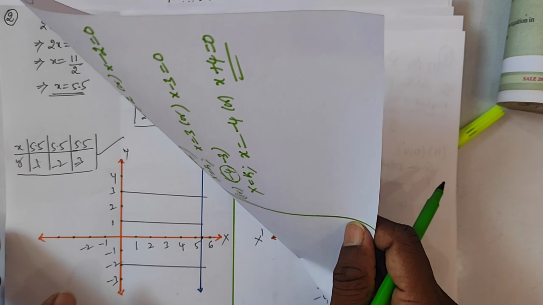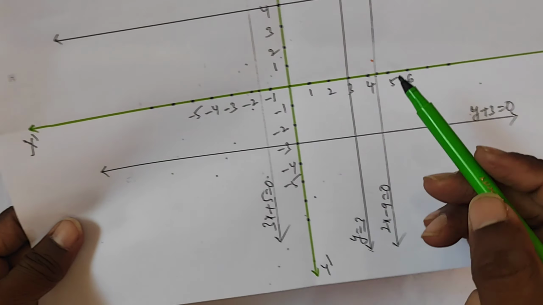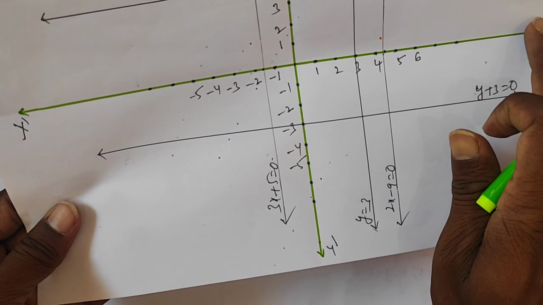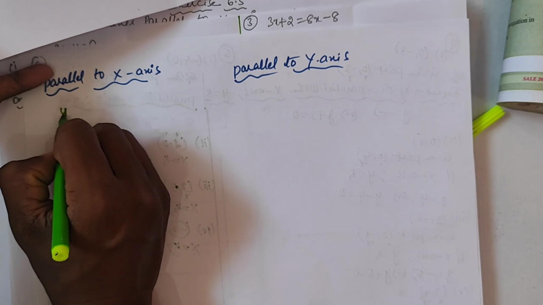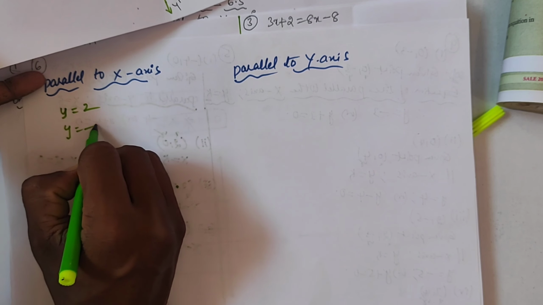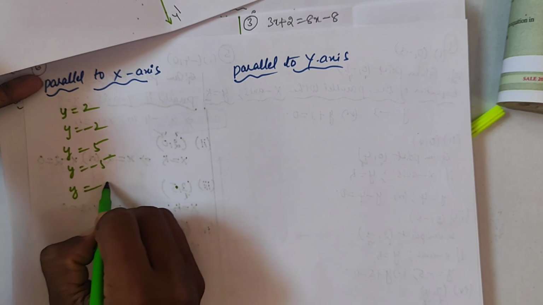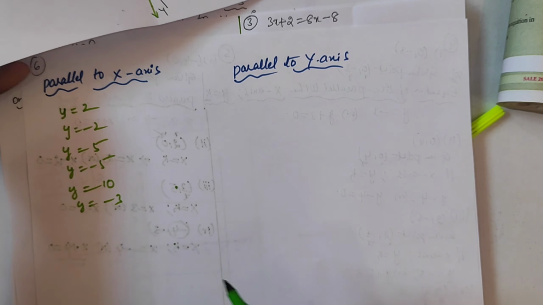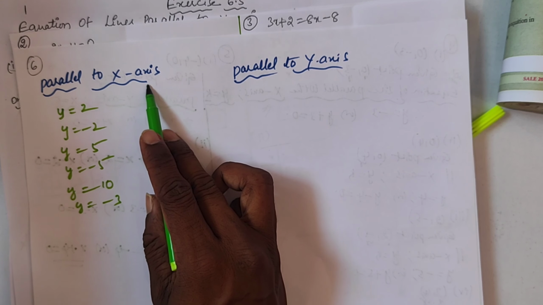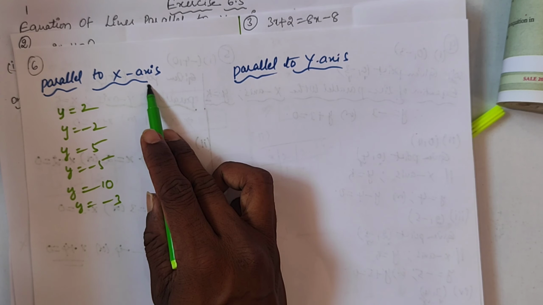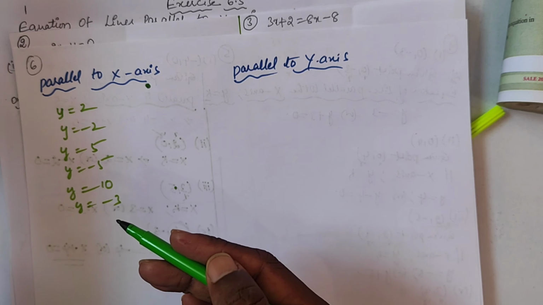So if you observe here, parallel to the x-axis. See, parallel to the x-axis means you can consider any values of y, right? Then you can consider y is equal to 2, or y is equal to minus 2, y is equal to 5, or y is equal to minus 5, y is equal to 10, or y is equal to minus 3. You can consider, because parallel to the x-axis, you will get any constant. y is equal to any constant.